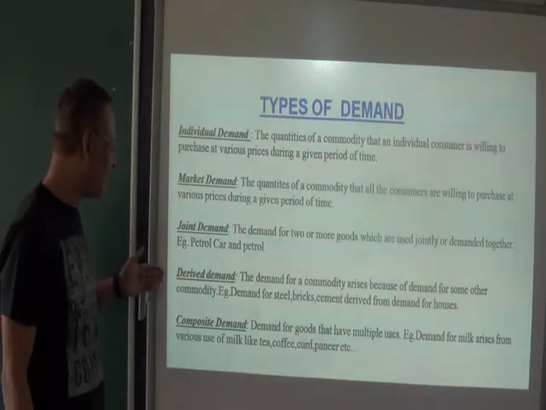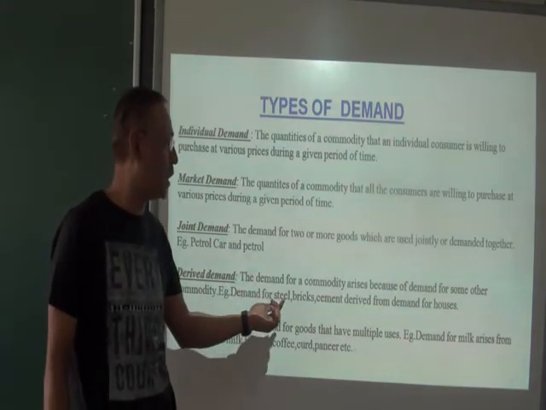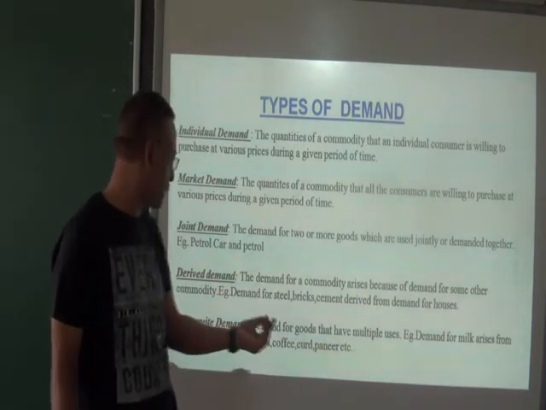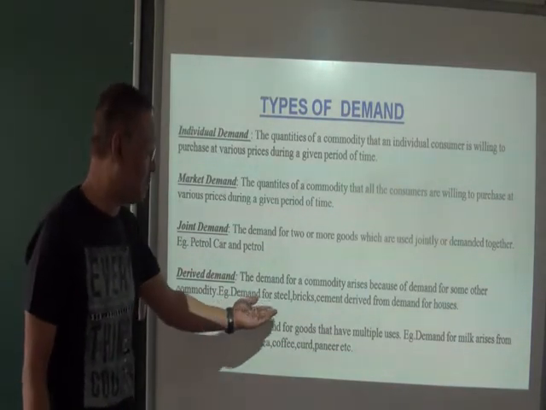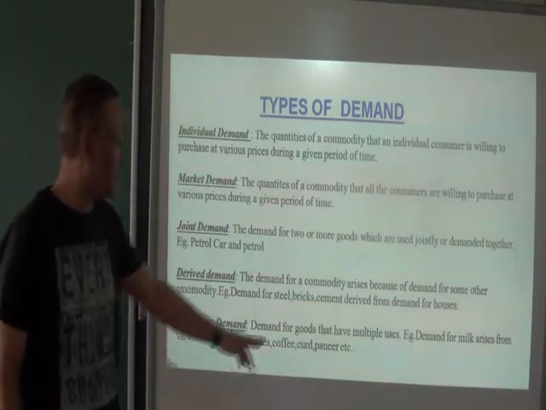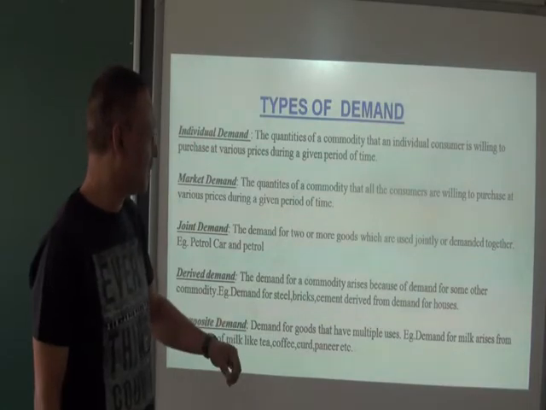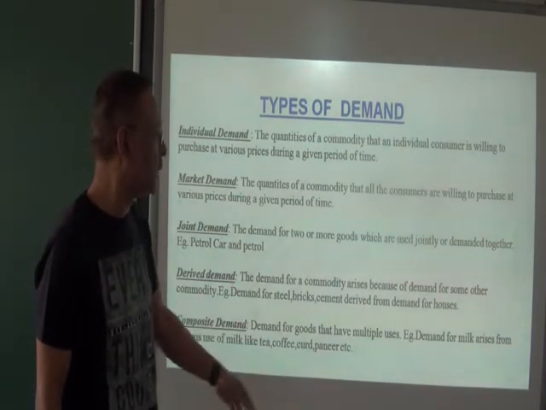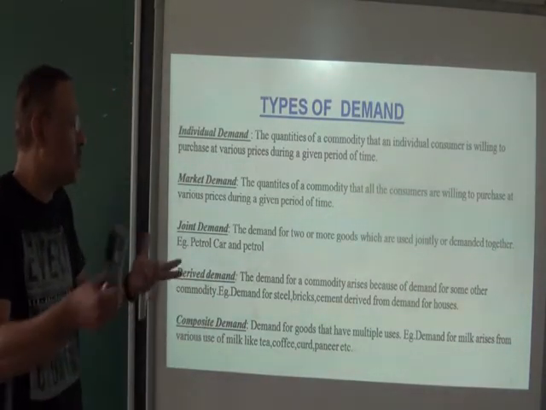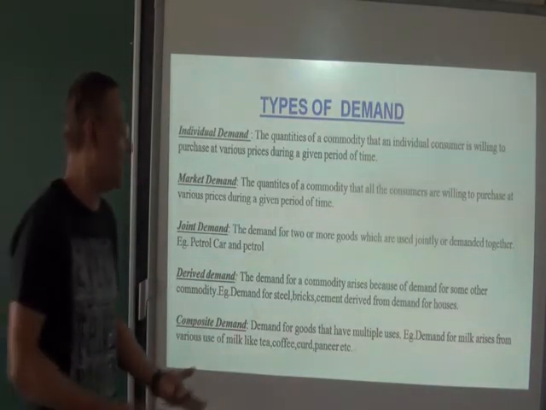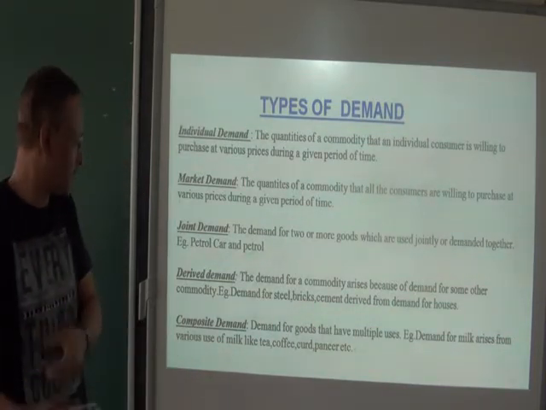The next one is derived demand. Derived demand means the demand for a commodity arises because of demand for some other commodity. A typical example is demand for steel, that means iron bars, bricks, cement, carpenter, mason. The demand for these will take place because there is a demand for houses. So if there is a lot of construction, flats, houses being built, then what will happen? Demand for cement, demand for bricks, demand for mason will automatically take place.